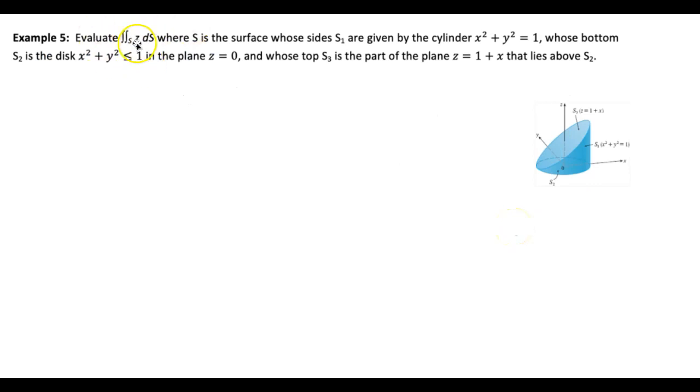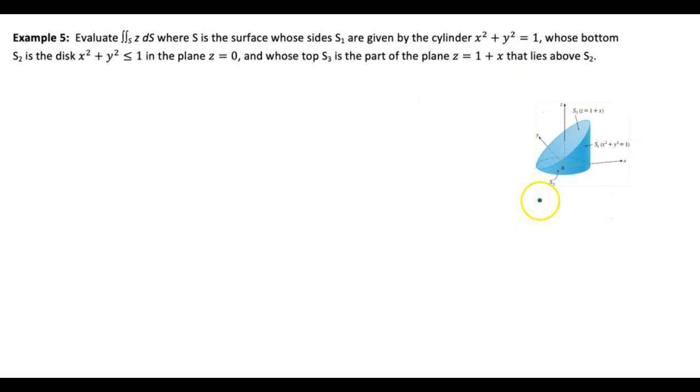Example 5, we want to evaluate this double integral of z dS, meaning it's a surface integral where S is the surface whose sides S1 are given by the cylinder x squared plus y squared equals 1, whose bottom surface is the disk x squared plus y squared is less than or equal to 1 in the plane z equals 0, and whose top surface is part of the plane z equals 1 plus x that lies above S2. So we have an image of what this might look like.